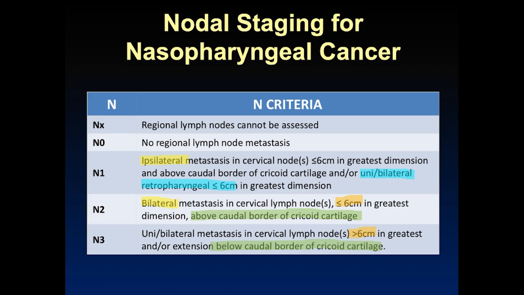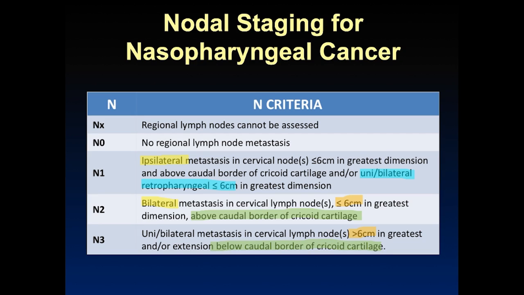So for nasopharynx cancers, we have two things that really make the difference. One is whether or not you have contralateral nodes. So if you have ipsilateral nodes only, or ipsilateral or bilateral retropharyngeal nodes. So the retropharyngeal nodes are basically considered more central. So if you have ipsilateral or these central retropharyngeal nodes, that's N1. If you have bilateral nodes or contralateral nodes, then that's N2.